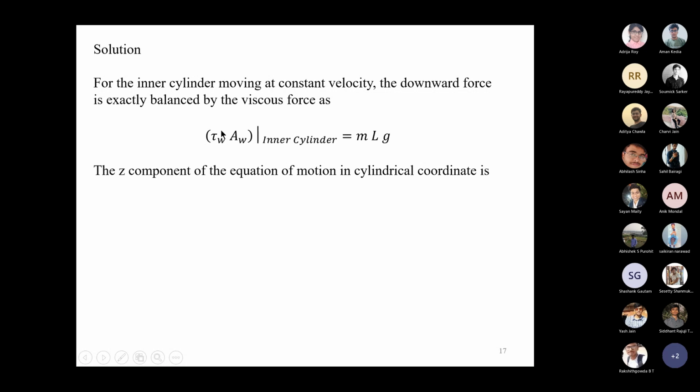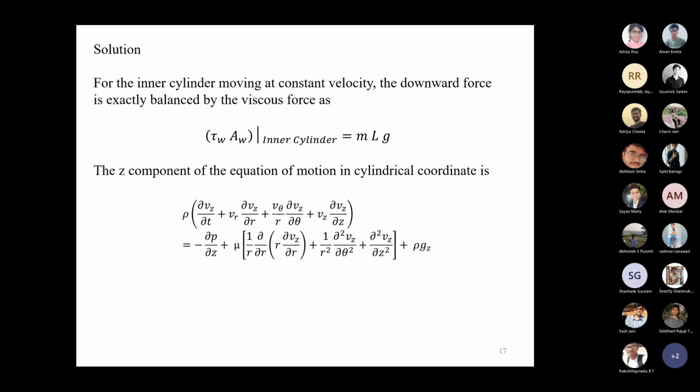And in order to find tau w, one needs to figure out what is going to be the velocity profile in the intervening space between the cylinder and the static tube. Of course the motion is in the downward direction. Let's call that the z component, and it's obviously a cylindrical coordinate system. So what we have is this, the z component of the equation of motion, and we need to cancel out the terms which are not going to be relevant in here.